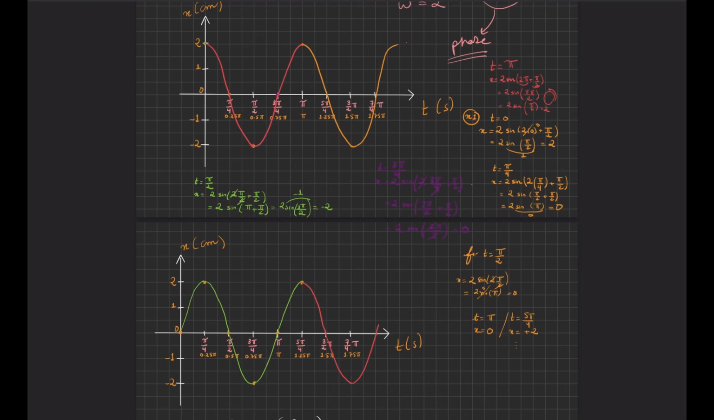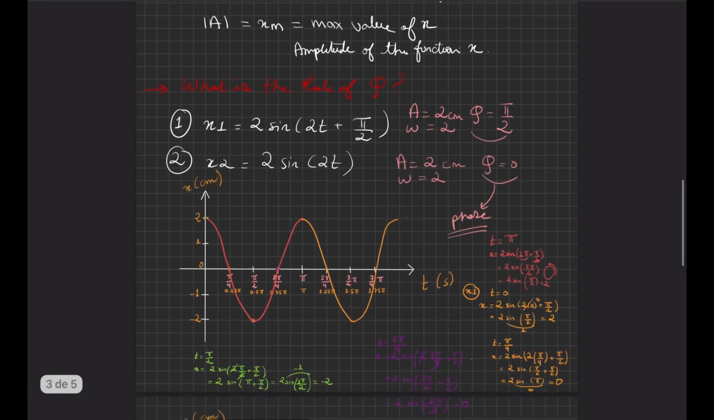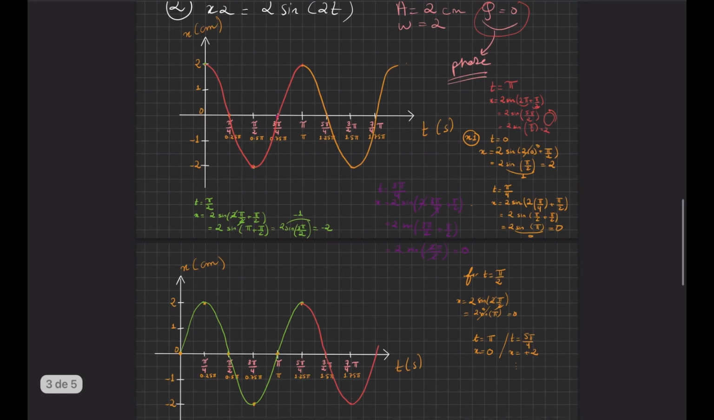So let's see now the difference between these two functions, or these two drawings, these two figures. You know that they are all the same, but the only difference is phi. In the first one, phi equals pi over 2. In the second one, phi equals 0. Let's see what is the role of phi. What does the difference in phi change in the functions x1 and x2? The only difference between these two periodic functions is that they have the same amplitude too, and they have the same period.